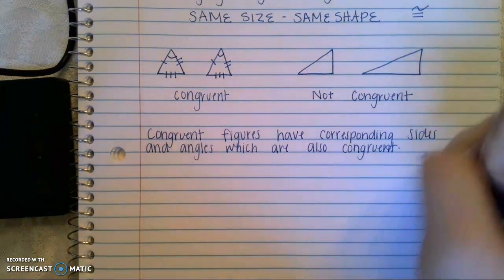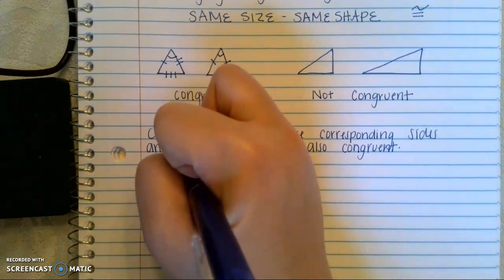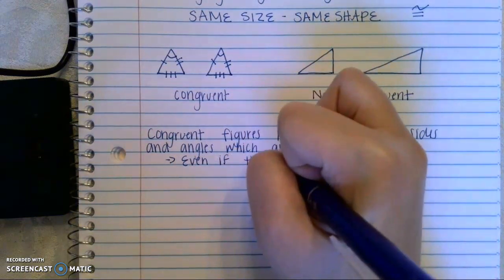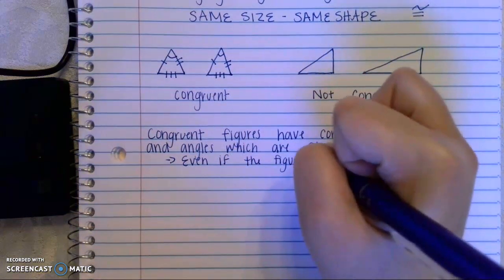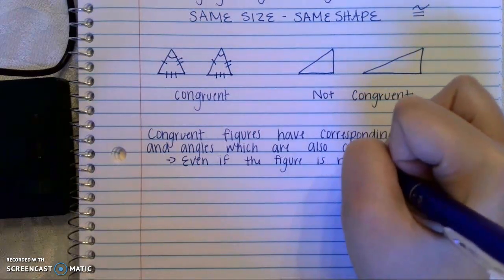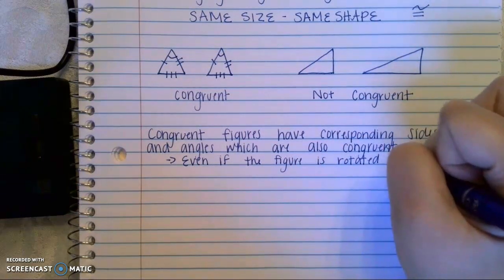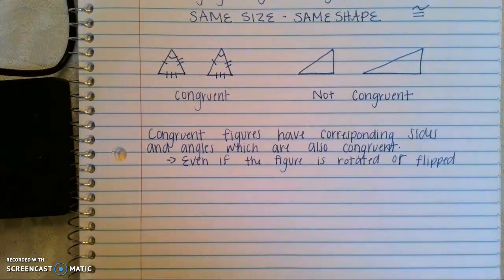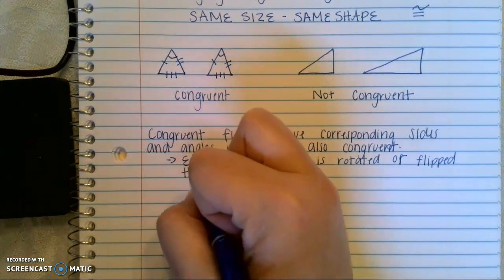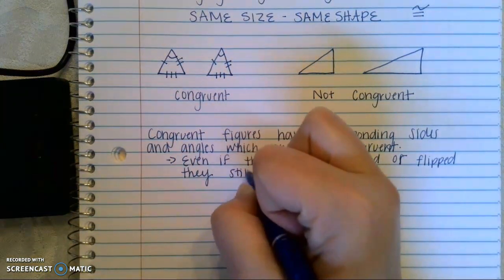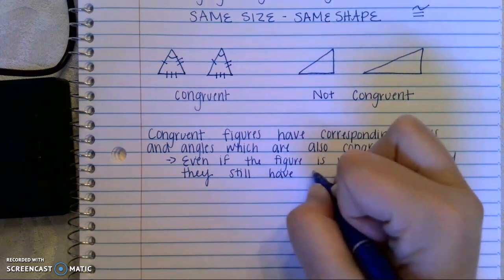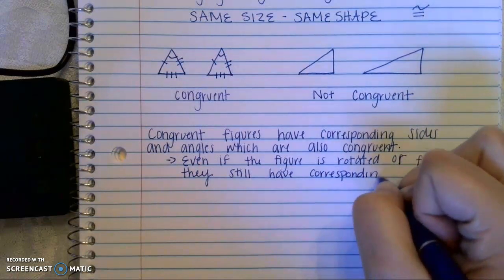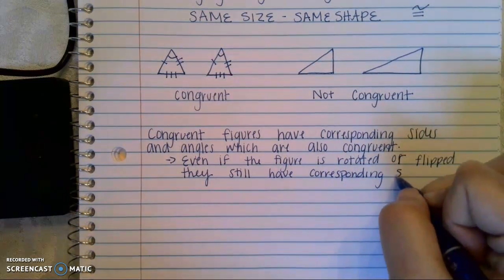So we're going to add that down. Even if the figure is rotated or flipped, they still have corresponding sides and angles. So no matter what happens to it, they still have corresponding sides and angles.